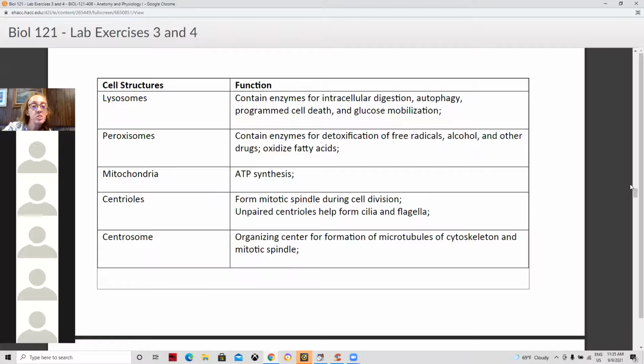Unpaired centrioles help to form cilia and flagella. The centrosome is the organizing center for the formation of microtubules of the cytoskeleton and the mitotic spindle. What is ATP synthesis? ATP synthesis is the energy production within the cell.